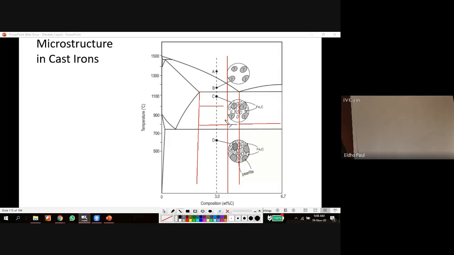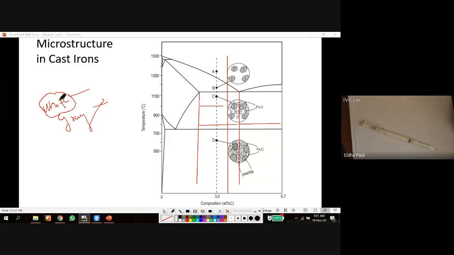And cast iron is divided into two. There are two types of cast iron: one is white cast iron, the second one is gray cast iron. In this case, this line passing from A to D, the microstructure produced at point D is actually white cast iron. So here we can see pearlite as well as pro-eutectoid cementite. Pro-eutectic cementite can be seen.